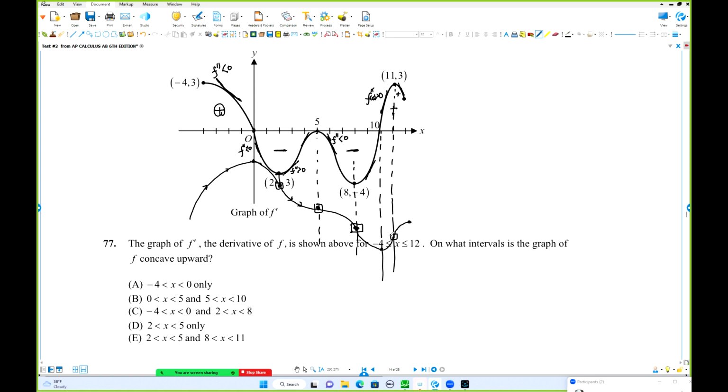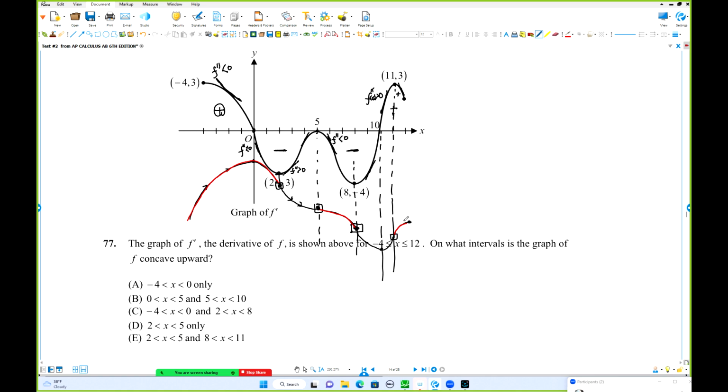So on what interval is the graph f concave down? Where is it concave down? You can see it over here. Up to here, all the way concave down, isn't it? Yeah. Starting down, because the slope of the graph is always negative, right? Concave down. This is concave up. This is also concave down again. This is concave up from here. That is concave down, right?